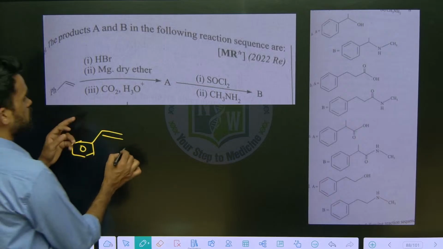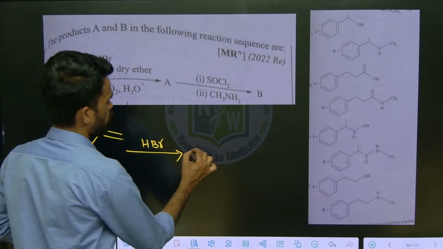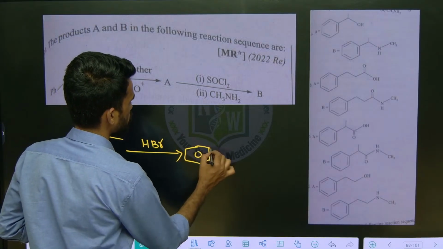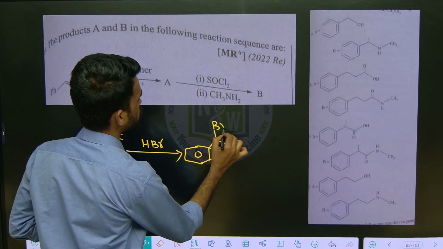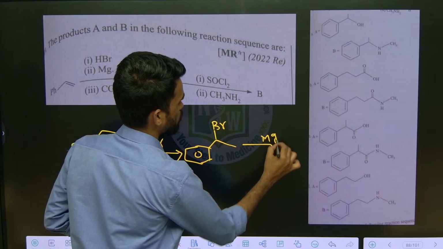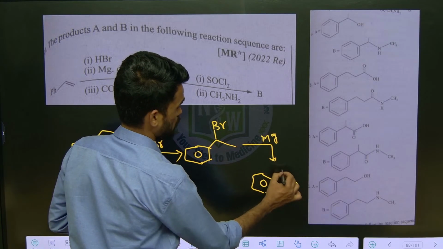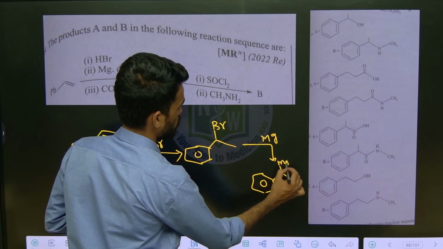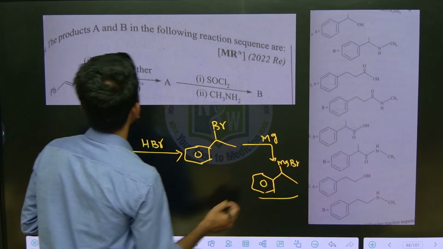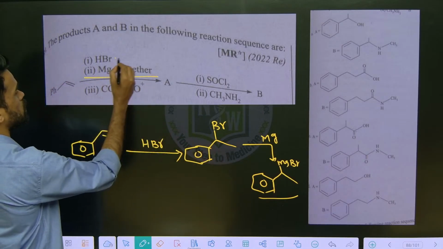Okay, so this is treated with HBr, so it follows Markovnikov rule and gives you bromine here. And treated with magnesium now, it will form the benzylic magnesium bromide here. We got a Grignard reagent here. So this is our product formed after reacting these two things.